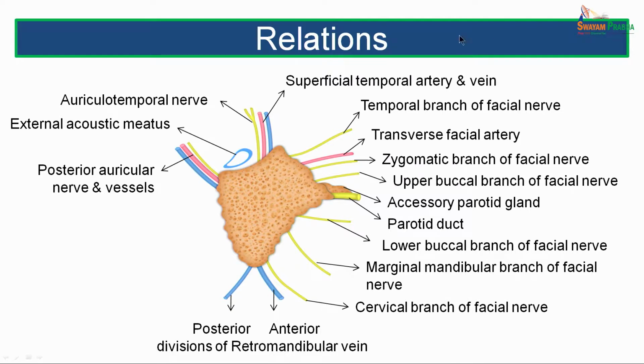The same is seen here in this picture. This upper border or the superior border is the base of the parotid gland. This picture shows us the relations of the superior surface or the base. From anterior to posterior, structures seen here are the temporal branch of the facial nerve, the superficial temporal artery and vein, the auriculotemporal nerve and the external acoustic meatus. All these structures are related to the base or the superior surface of the parotid gland.